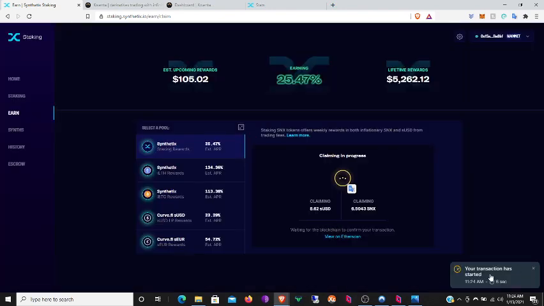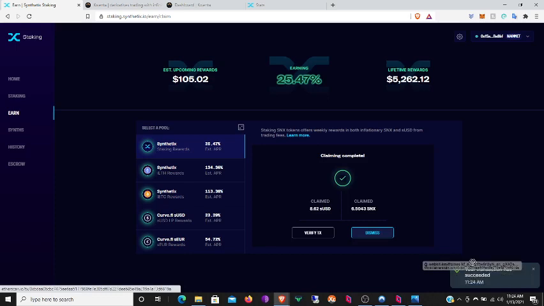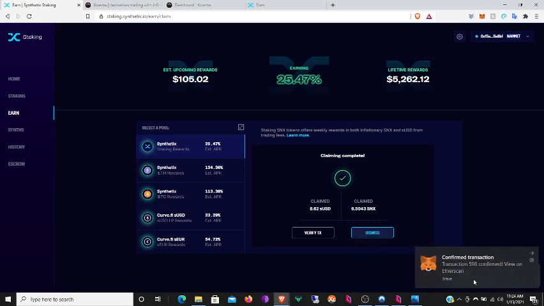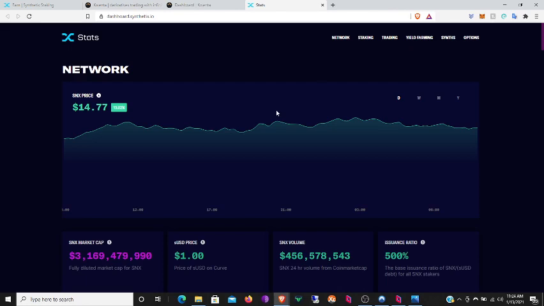And the transaction has started. The transaction is complete. Here you can see I have some confirmations going. And that's it. I did have to spend a good chunk of ETH to get that going.